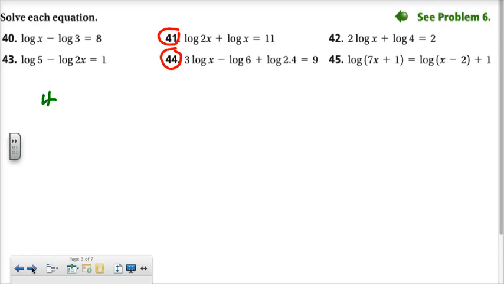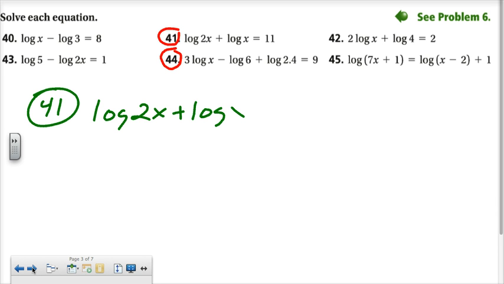We have some problems that just say solve each equation. That looks too much like 44. I need to write slower again because the smartboard's not keeping up with me. This would be the logarithm of 2x plus the logarithm of x equals 11. We have to condense. When we snail shell, we need to have one logarithm on each side, if there are more than one. Otherwise, we just want one logarithm on one side and then a number on the other side.